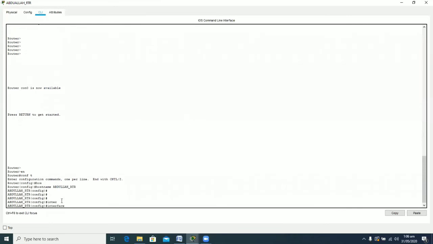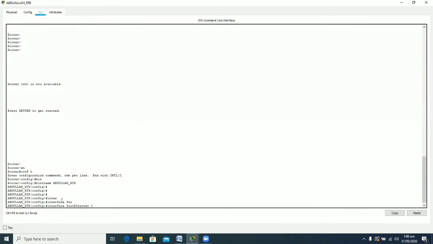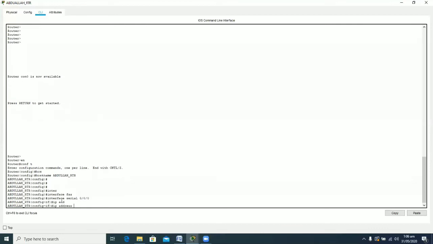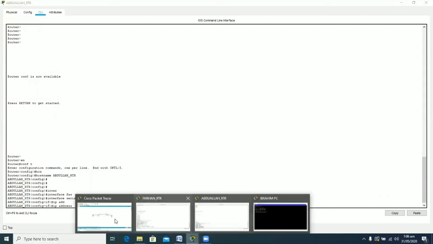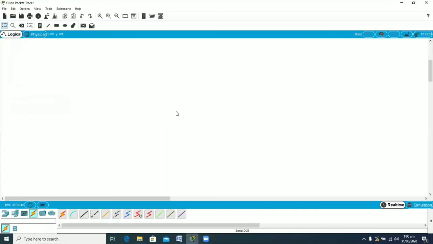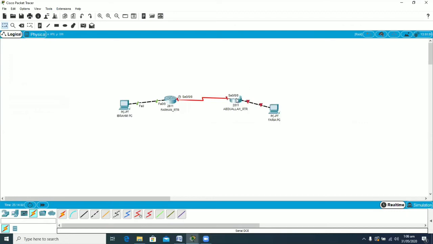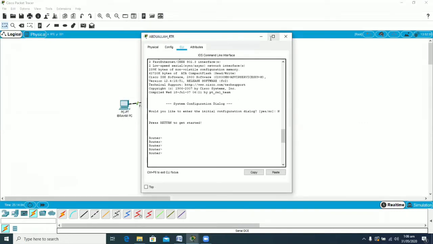Then I have to perform configuration on my serial interface connected to Farhan router, serial interface 0/0/0 with the IP address was I think 10.1.1.1 or 11. I'm not sure, so I will be cross checking it. At the serial interface of the Farhan router, we have the 11 network, 11.1.1.1. So at the Abdullah router, I will be using 11.1.1.2.